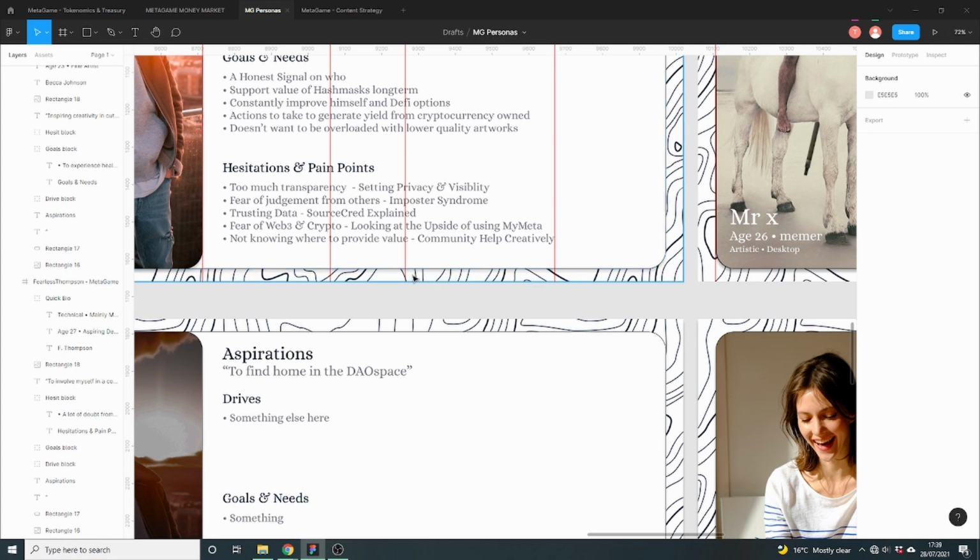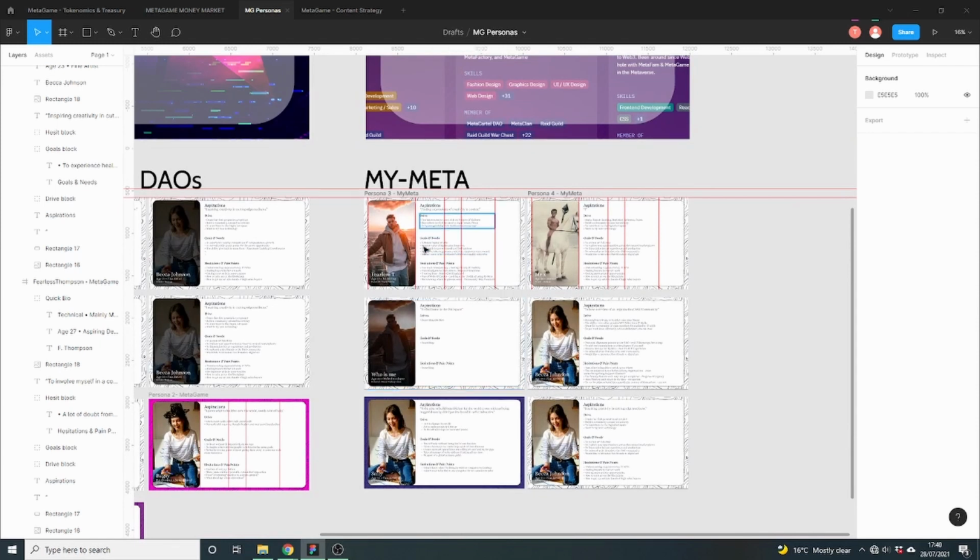Past that, we also have trust in the data. So source credit explained. Trust in data is super important. If we're all going to use source credit or any other reputation layer which includes data, we need to know that we can trust that and it's reliable and it's a good indication of what value that person provides. So with that in mind, it is super important that we find ourselves in a place where we fill out these personas.